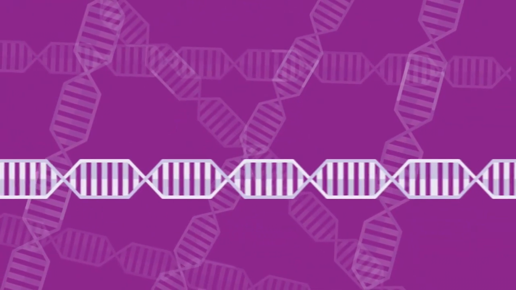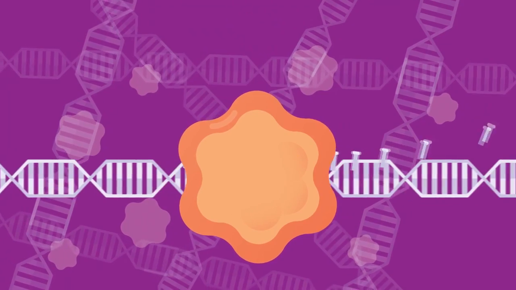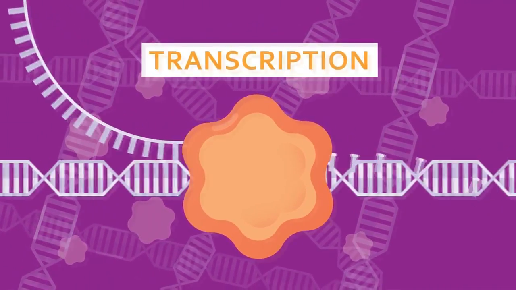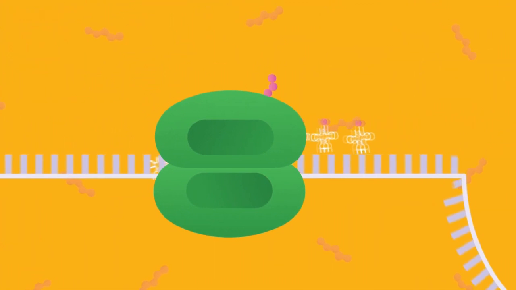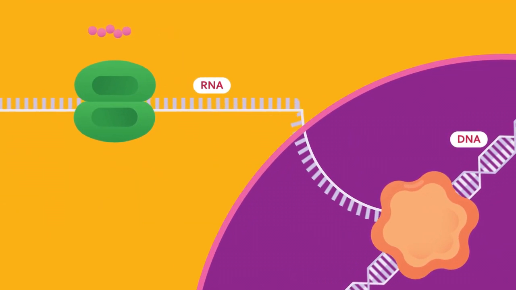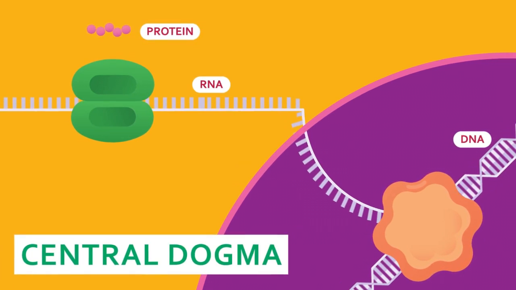DNA has a recipe for synthesizing proteins. DNA synthesizes RNA or ribonucleic acid by a process called transcription. This is further converted into proteins by a process termed translation. The explanation of DNA conversion into RNA and finally RNA into proteins is called the central dogma.